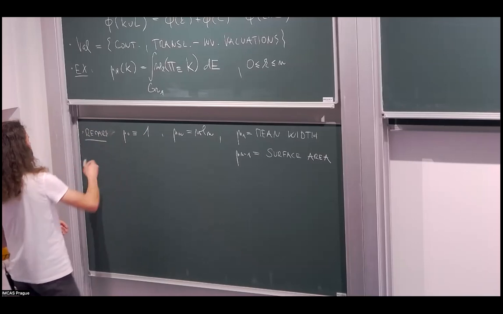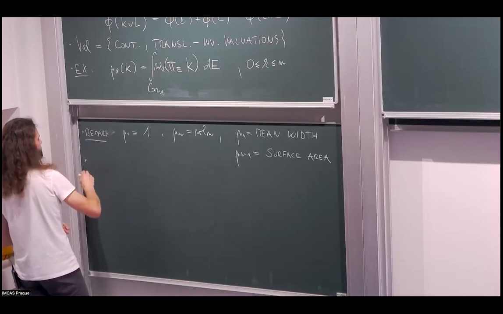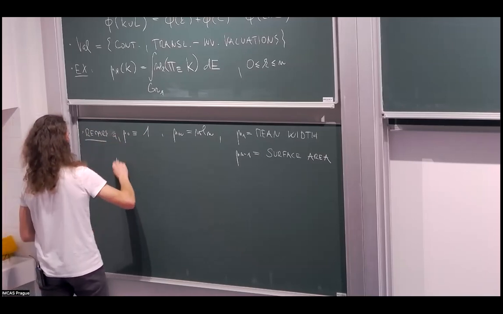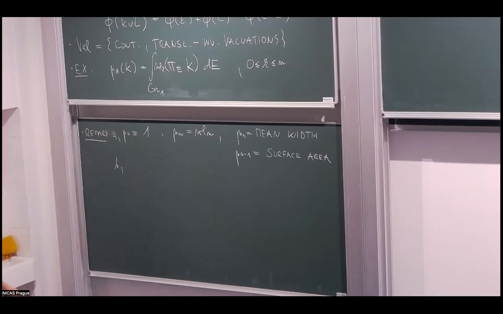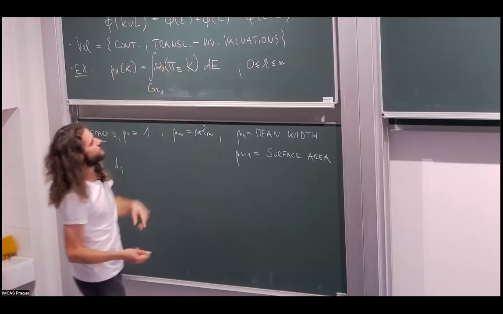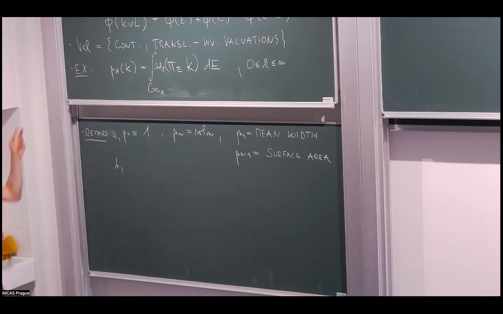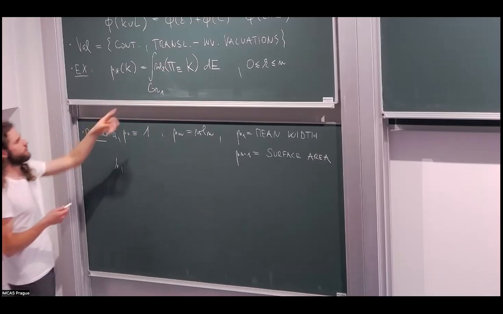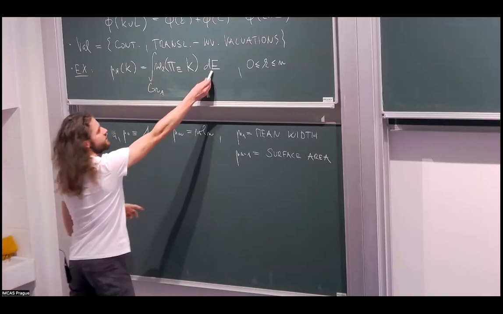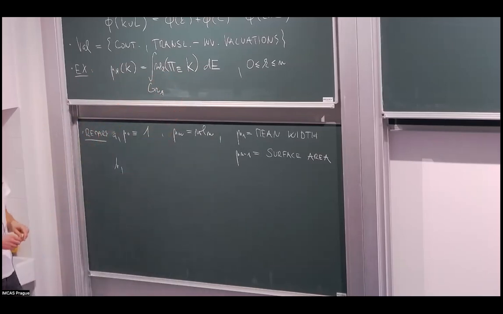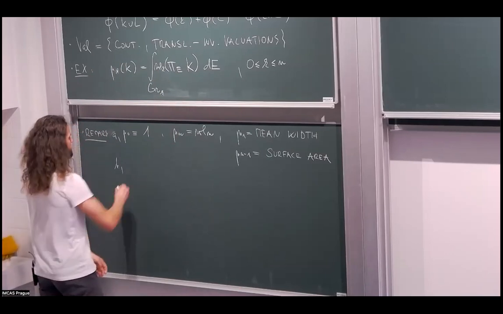And they are very important because they actually satisfy more properties than just being translation invariant, continuous valuations. They are also rotation invariant. Because volume is rotation invariant, all these guys are also rotation invariant.